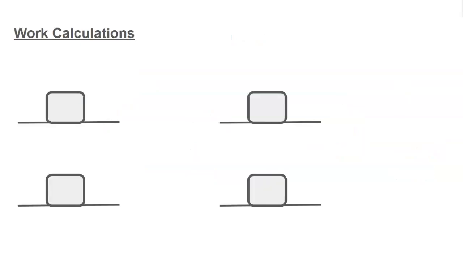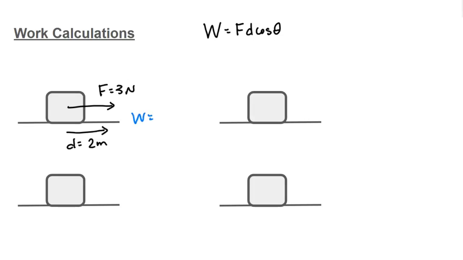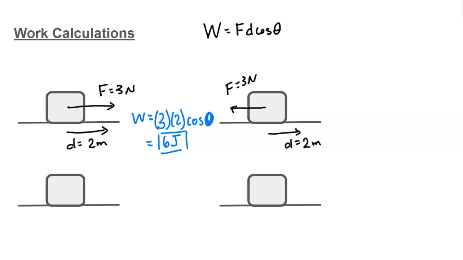Now let's work through some calculations. All right, so in our first problem, we have a force to the right of 3 newtons. We have a displacement of 2 meters. So the work is going to be 3 times 2. And since the angle is 0, and cosine 0 is just 1, it's just going to be 6 joules. Now, if the force is in the opposite direction of the displacement, and let's say the force here is 3 newtons, displacement is 2 meters, the work is going to be 3 times 2 times cosine 180 degrees, and cosine 180 degrees is -1, so we end up with -6 joules.